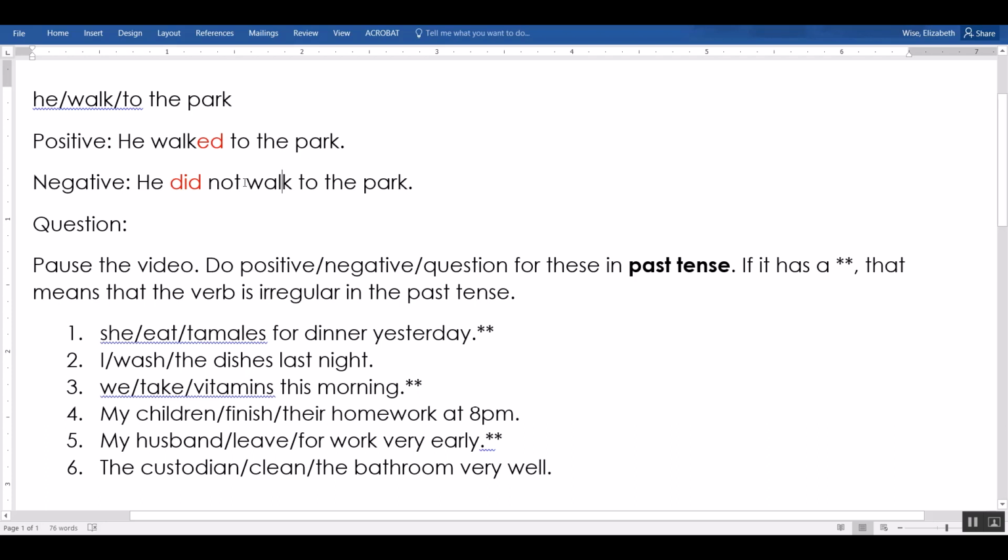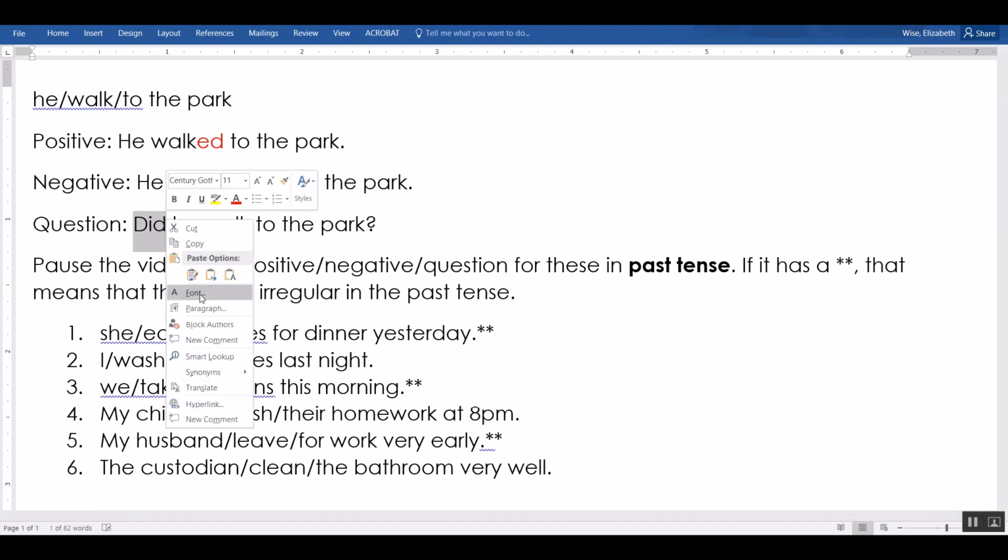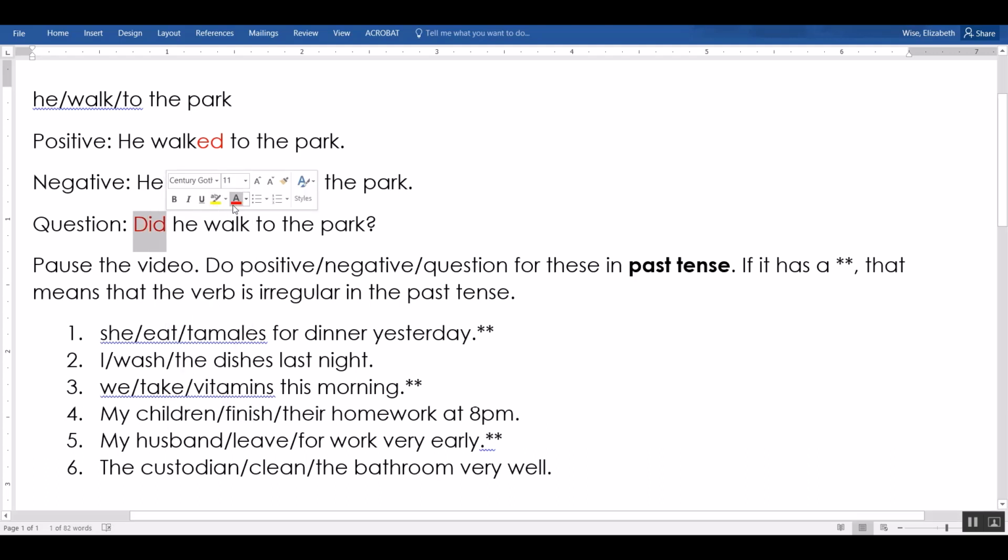And then we're going to make the question. Because it's past tense, you will add did: did he walk to the park? Okay? Did, person, second verb, and then the extra information. Did is in the past. So walk, just like the negative, is going to stay in the present. Did he walk? He did not walk.